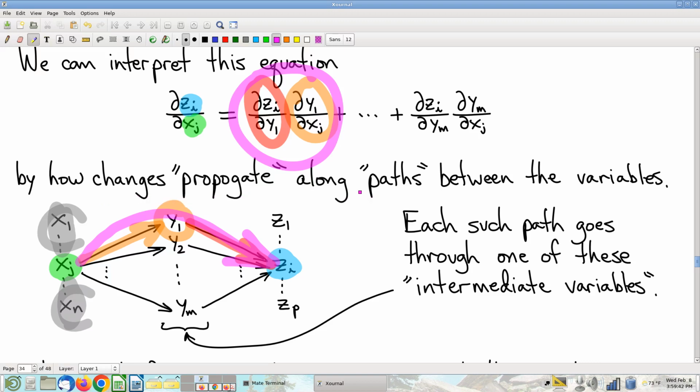Here, let me do it like this. Changes propagate along this path from xj to zi.